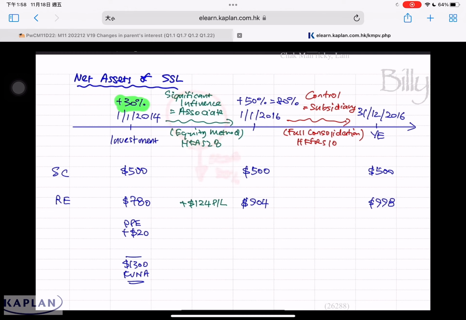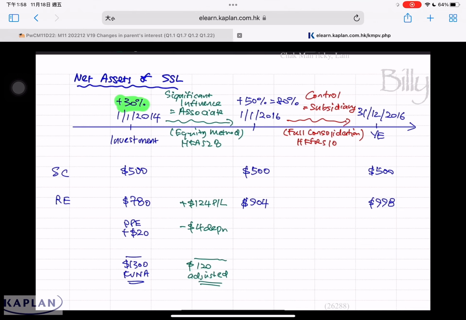But before we share, we ask ourselves, is there any adjustment for this 124? Yes, because at the date of investment, there's a plant fair value uplift. When there's a plant uplift, we must also increase the depreciation when we share these profits. The remaining useful life of the plant at this stage is 10 years. One year is $2 depreciation. We must account for 2 years, additional depreciation of $4. The adjusted profit is 120.